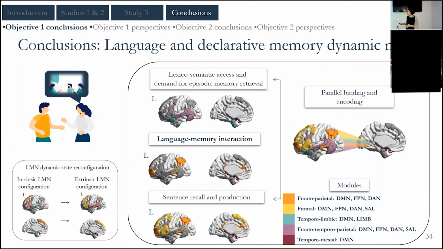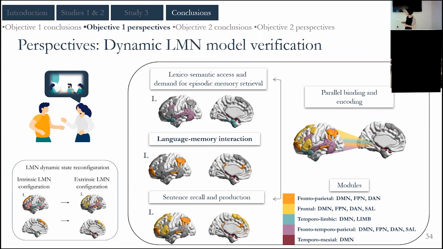So our proposition is that language memory interactions happen at the level of these episodic buffers, because it was recently proposed that precisely these regions perform as two episodic buffers. In perspectives, well, this is a hypothetical model. So we have to evaluate it further using different methods, different techniques, but also using different samples.